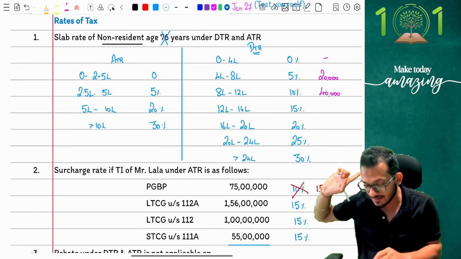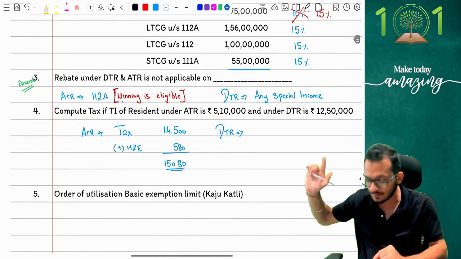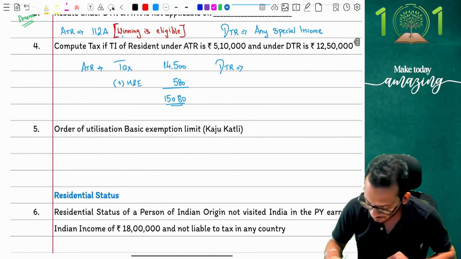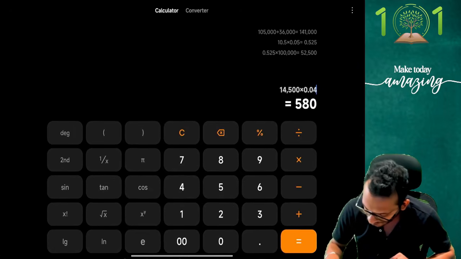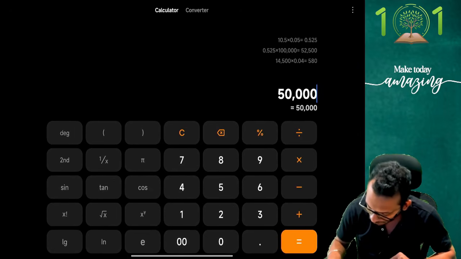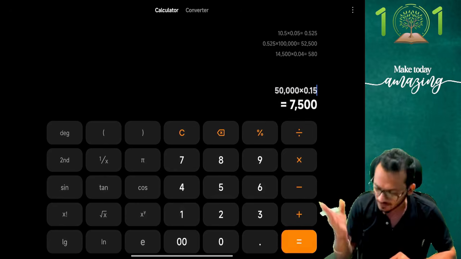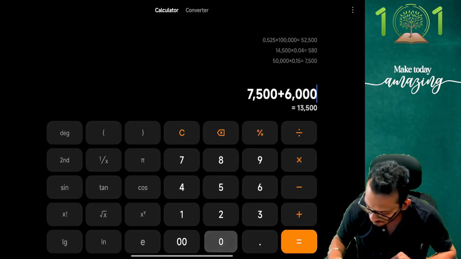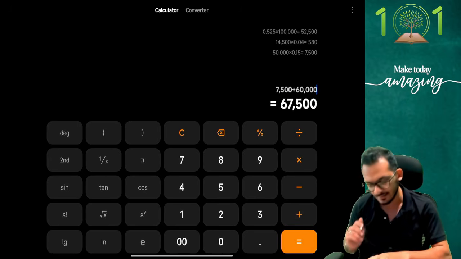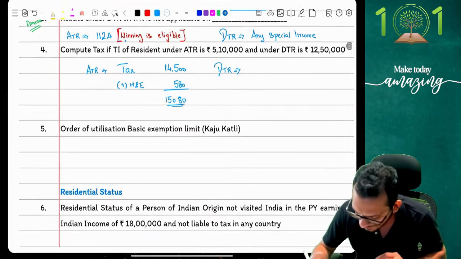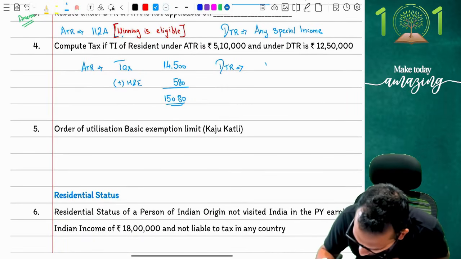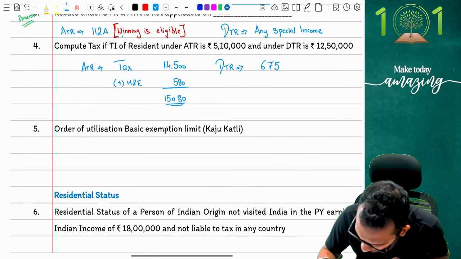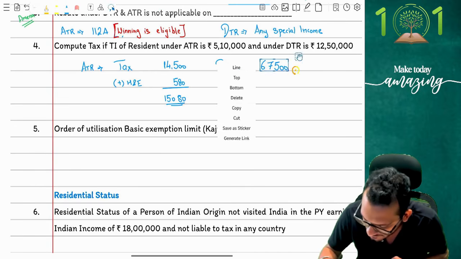Apart from that, I earned an extra 50,000 rupees, and that 50,000 rupees is going to be taxed at the rate of 15%. So let's calculate it accordingly. What am I going to say? My tax is going to be 50,000 rupees into 15%, which is 7,500. On this 7,500, I'm going to add the 60,000 rupees tax, which is 67,500. So my tax under DTR scheme is going to be 67,500 rupees. I hope you get this, people.